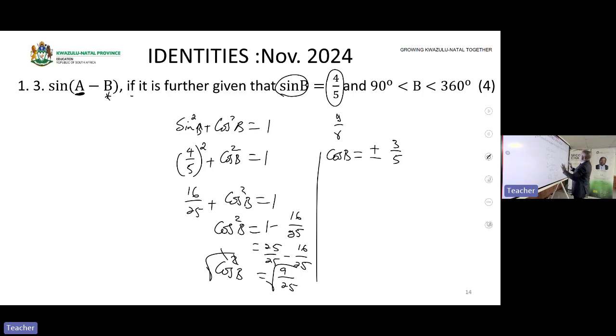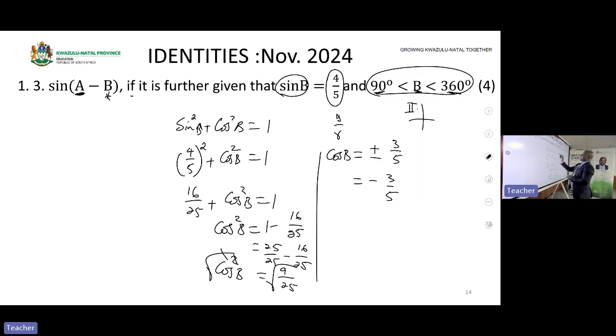That is super. Now, which one are we taking? There is a restriction. It says that b is greater than 90 but less than 360 degrees. So with that, we understand that b must be greater than 90 but less than 360. Sine is positive in the second quadrant. How is cos in the second quadrant? Cos in the second quadrant is negative. So therefore, we must take negative 3/5.